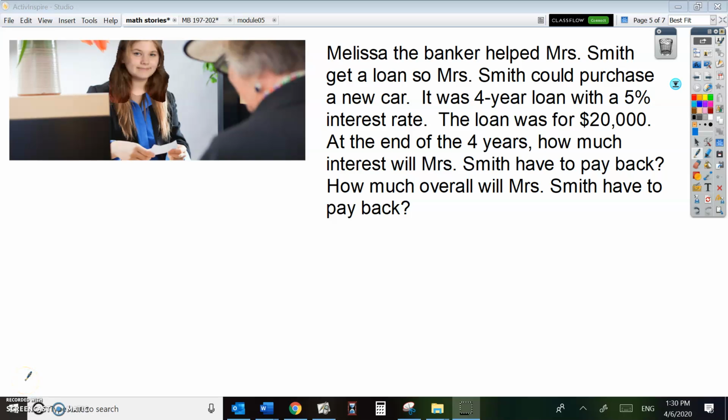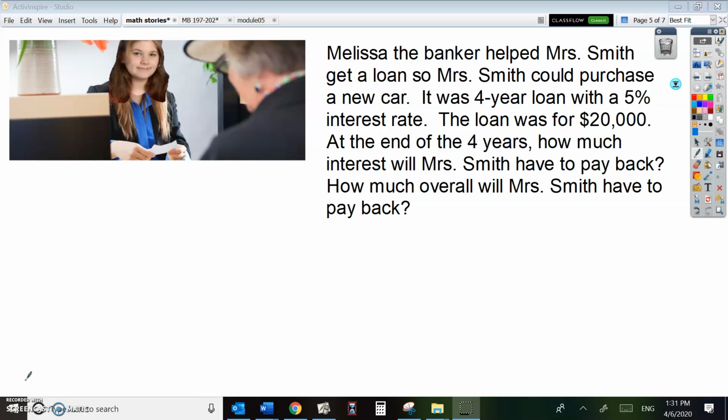Melissa the banker helped Mrs. Smith get a loan so Mrs. Smith could purchase a new car. It was a 4-year loan with a 5% interest rate. The loan was for $20,000. At the end of the 4 years, how much interest will Mrs. Smith have to pay back? How much overall will Mrs. Smith have to pay back?